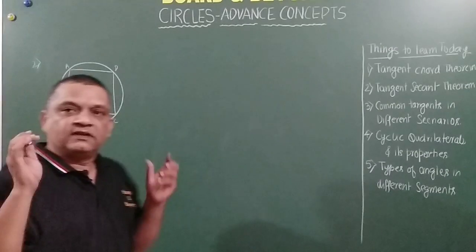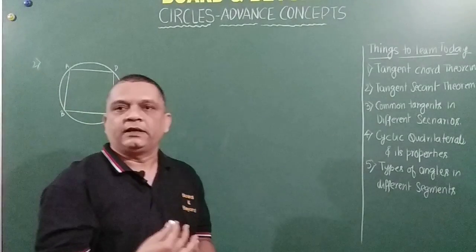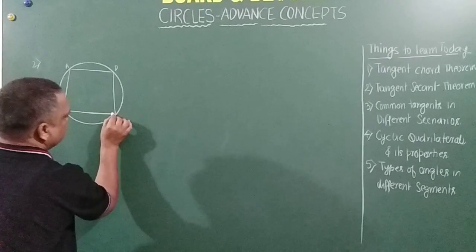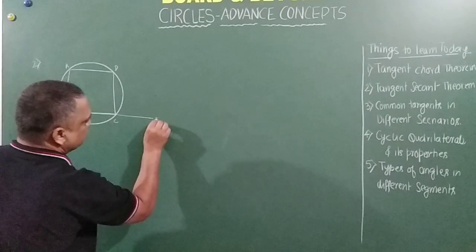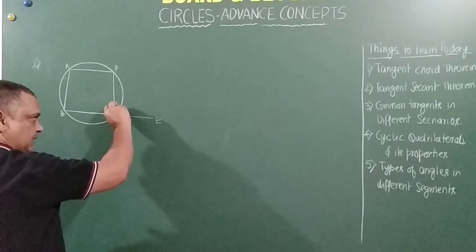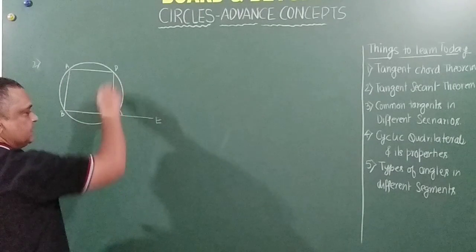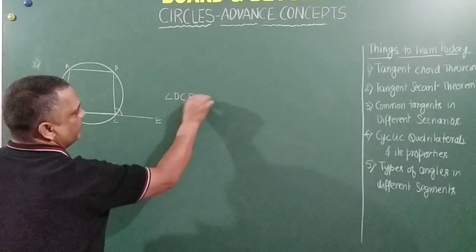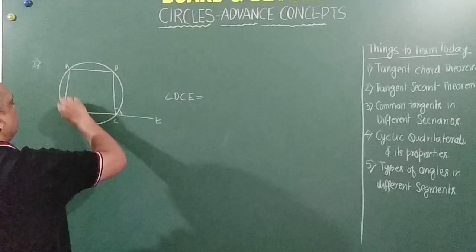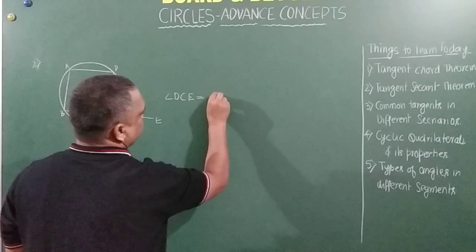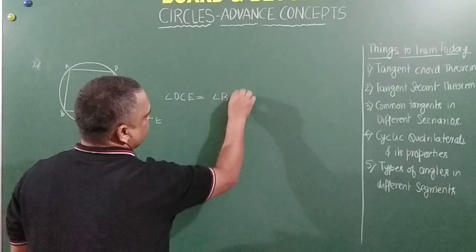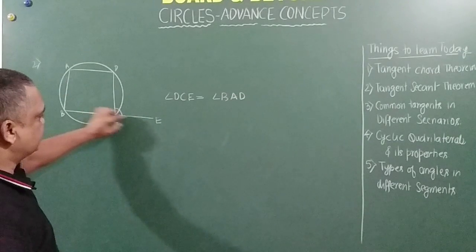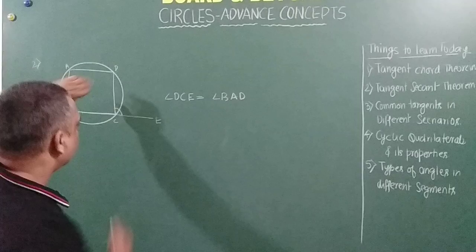Okay. Now the first property of cyclic quadrilateral says that if I extend any one of the lines, let's say I extend BC to E, right? So this angle made here, that is angle DCE, will be equal to angle BAD. Always. That means the angle made by the extended line will be equal to the opposite interior angle.